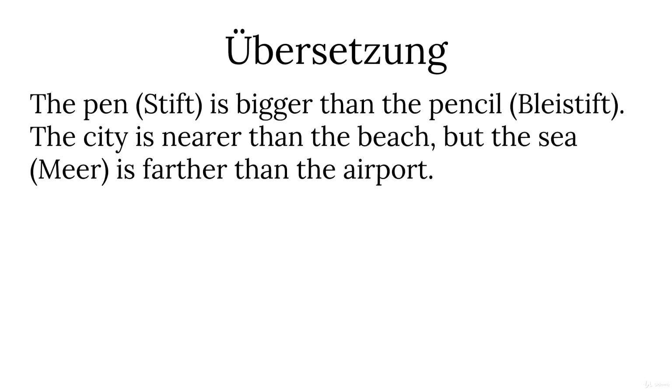Now, try to translate those sentences. The pen, Stift, is pen, by the way, is bigger than the pencil. Pencil is Bleistift. The city is nearer than the beach. But the sea, which means Meer, is farther than the airport. Try to do it step by step, and we are going to compare our answers.